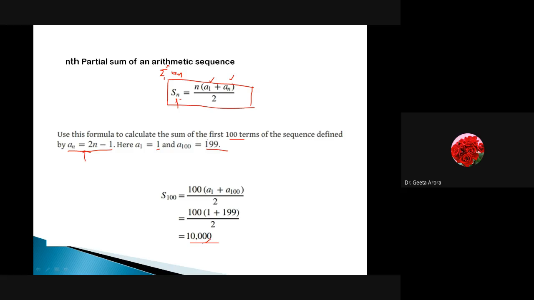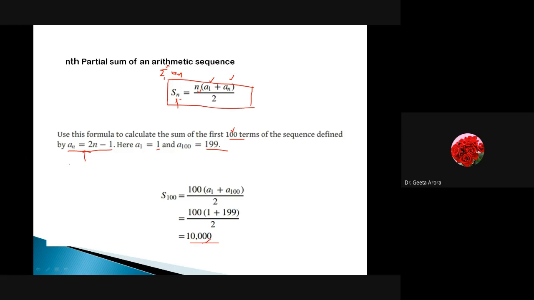In this example, we have to calculate the sum of the first 100 terms of the sequence defined by this an. Correct? So if I have to use this formula, I need the value of n. n is known to me, n is 100. We are looking for the 100 terms, so a1 and an must be known.